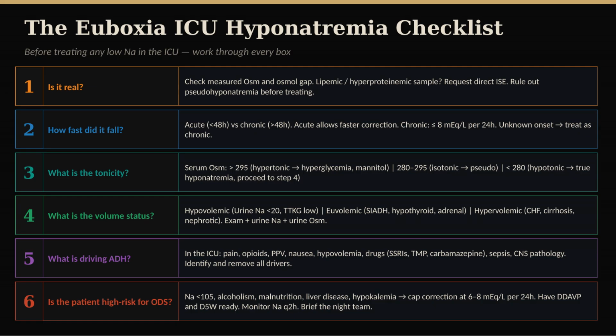Box 2. How fast did it fall? Under 48 hours is acute and lets you correct faster. Over 48 is chronic, cap at 8 per day, and if you don't know the onset, treat it as chronic.